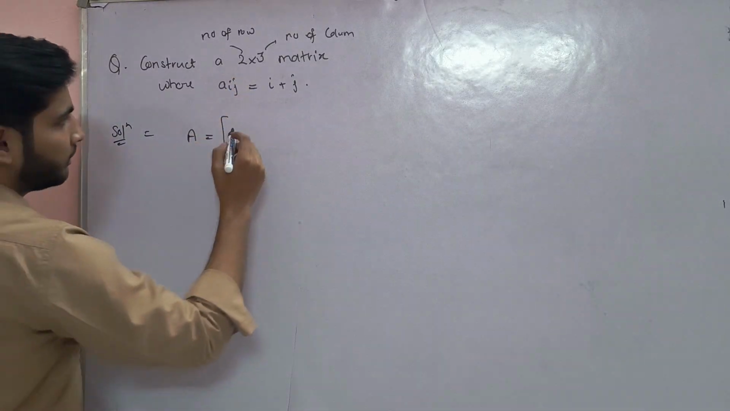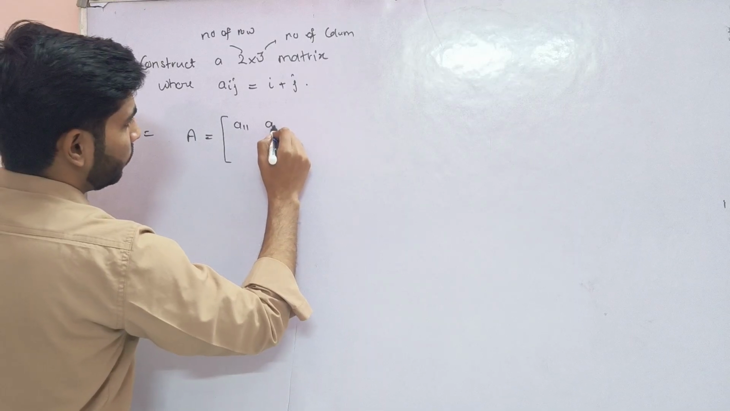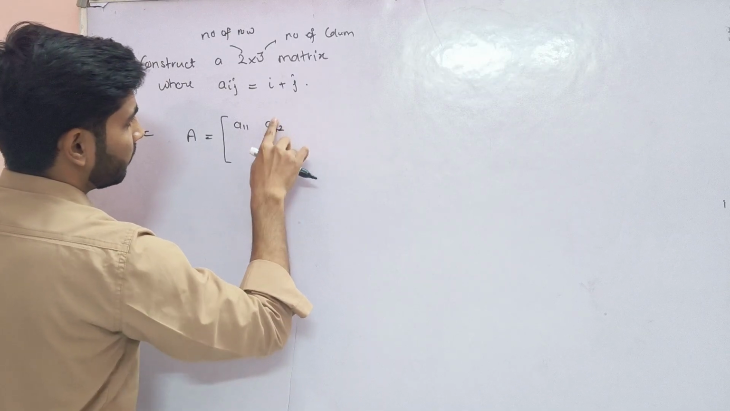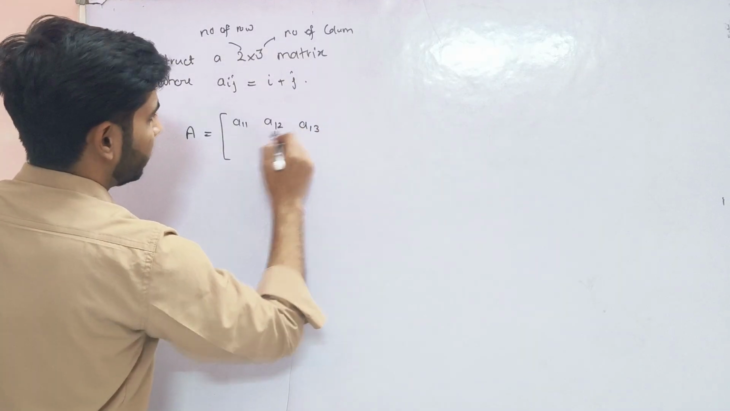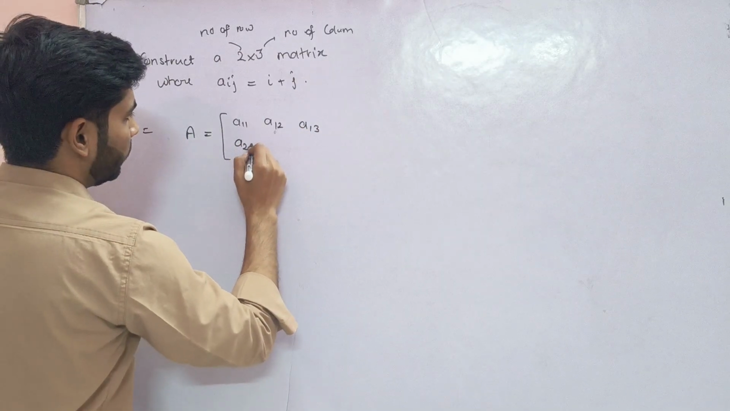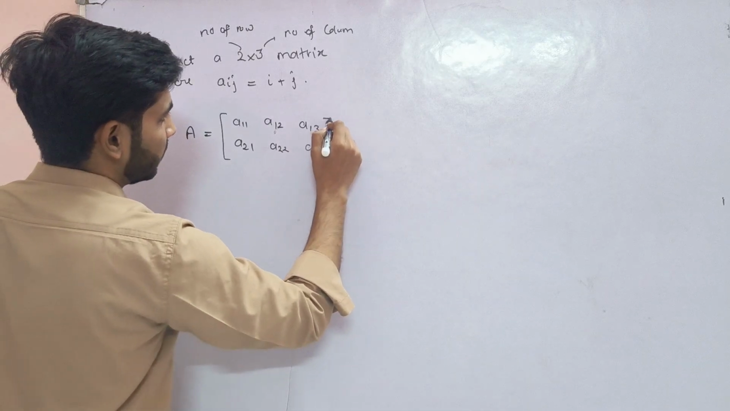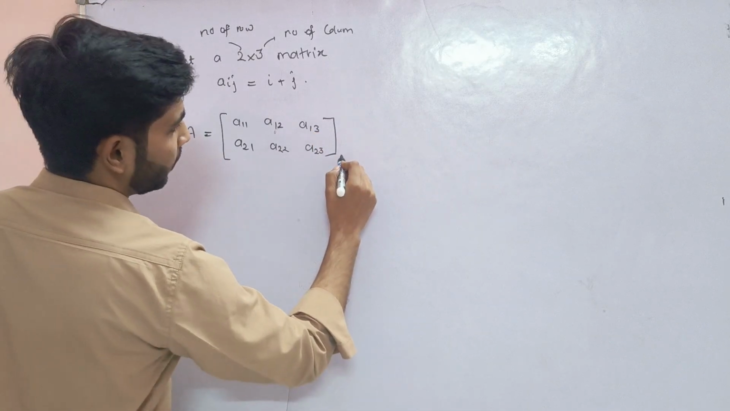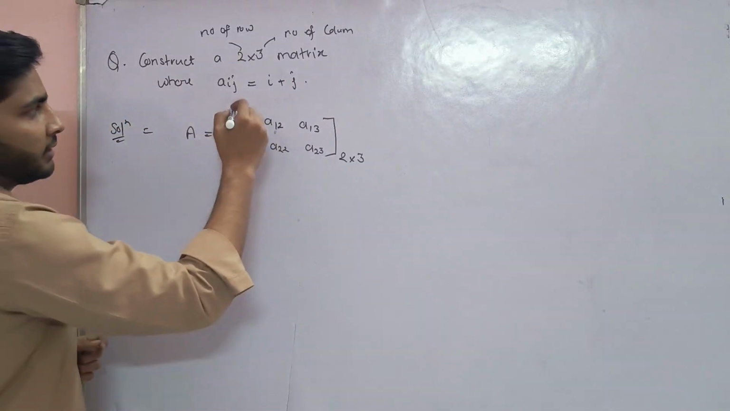Here 2 rows are there: A11, A12, A13, A21, A22, A23. So we know the order is 2 cross 3. So there are 2 rows and 3 columns.